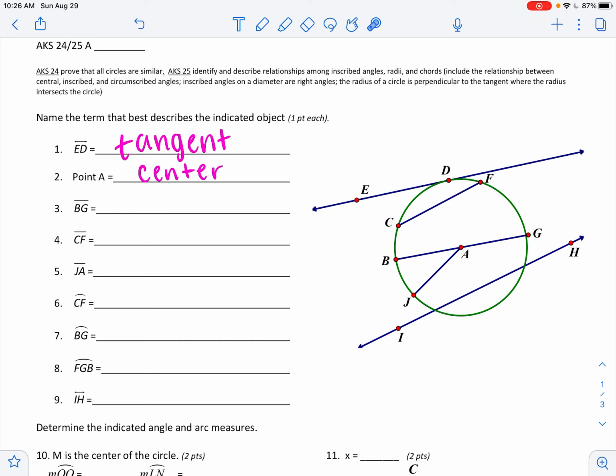The next one, line segment BG. Here's B, here's G, and here's the line between them. If you notice, B and G are on the circle, but this line is special because it passes through point A, which we said was the center. So BG right here that passes through A, that is what we call a diameter.